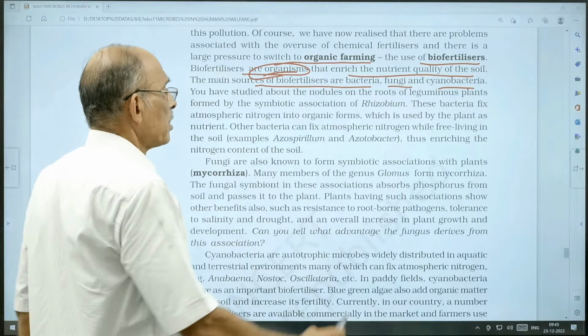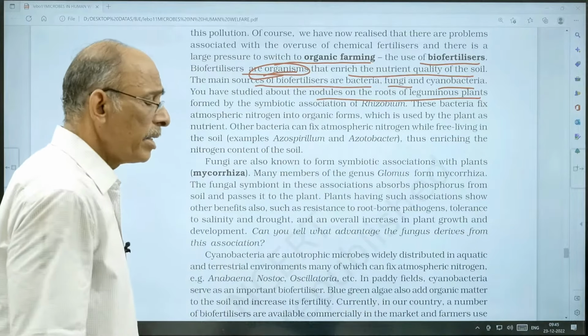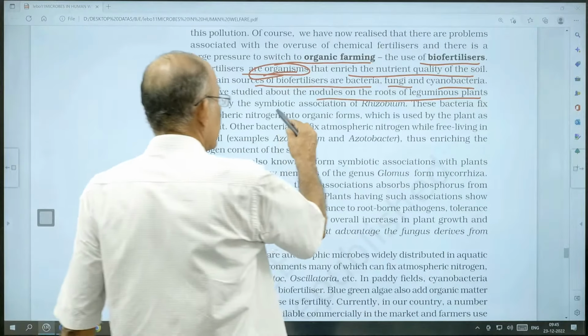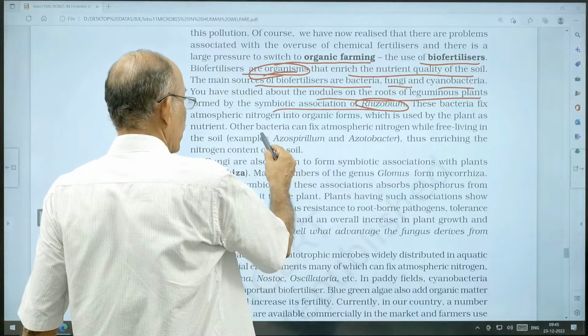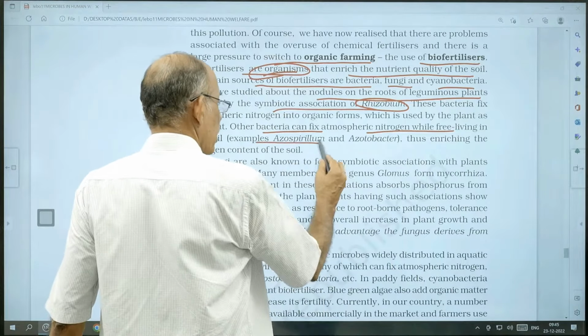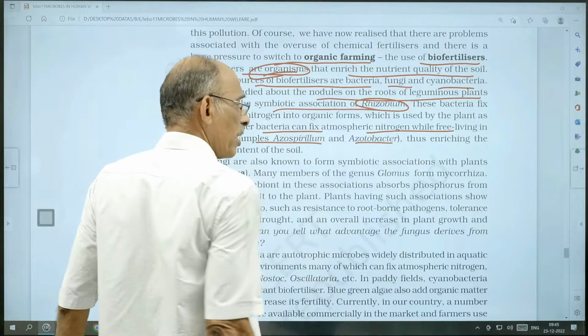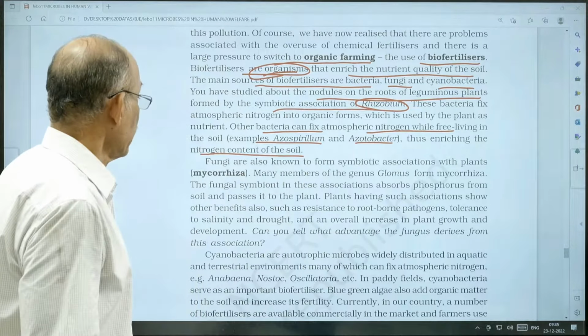They are used especially in the root nodules of leguminous plants. Rhizobium, we have already studied, symbiotic nitrogen fixation. In a similar way, other bacteria can fix atmospheric nitrogen, like Azospirillum and Acetobacter. They are free living and enrich the nitrogen content of the soil.